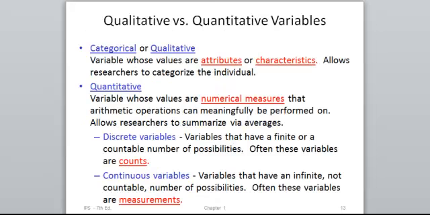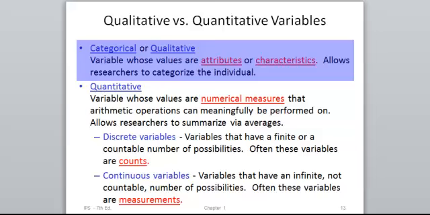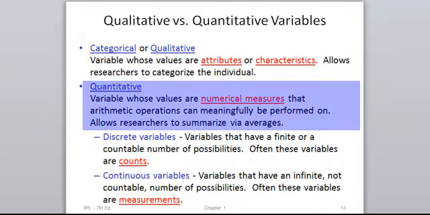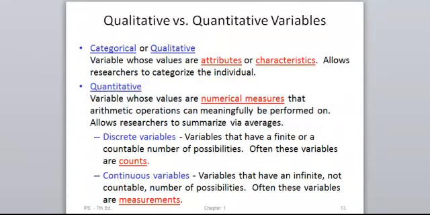Qualitative versus quantitative variables. Categorical or qualitative, what are those types of variables? Well, they're variables whose values are attributes or characteristics. It allows researchers to categorize the individual. And quantitative variables, well, they're variables whose values are numerical measures that arithmetic operations can meaningfully be performed on. It allows researchers to summarize via averages.